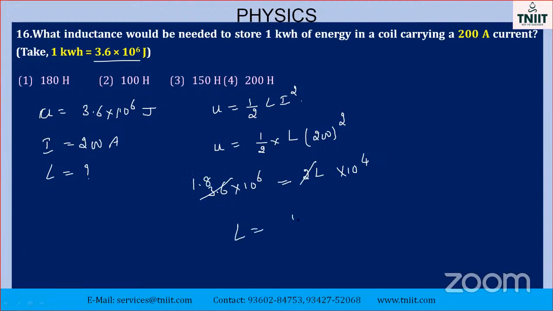So L value will be equal to 1.8 into 10 power 6 divided by 10 power 4. This can be taken as 1.8 into 10 power 2. That is nothing but 180 Henry. So option 1 is the right answer. So self-inductance coil value will be 180 Henry.